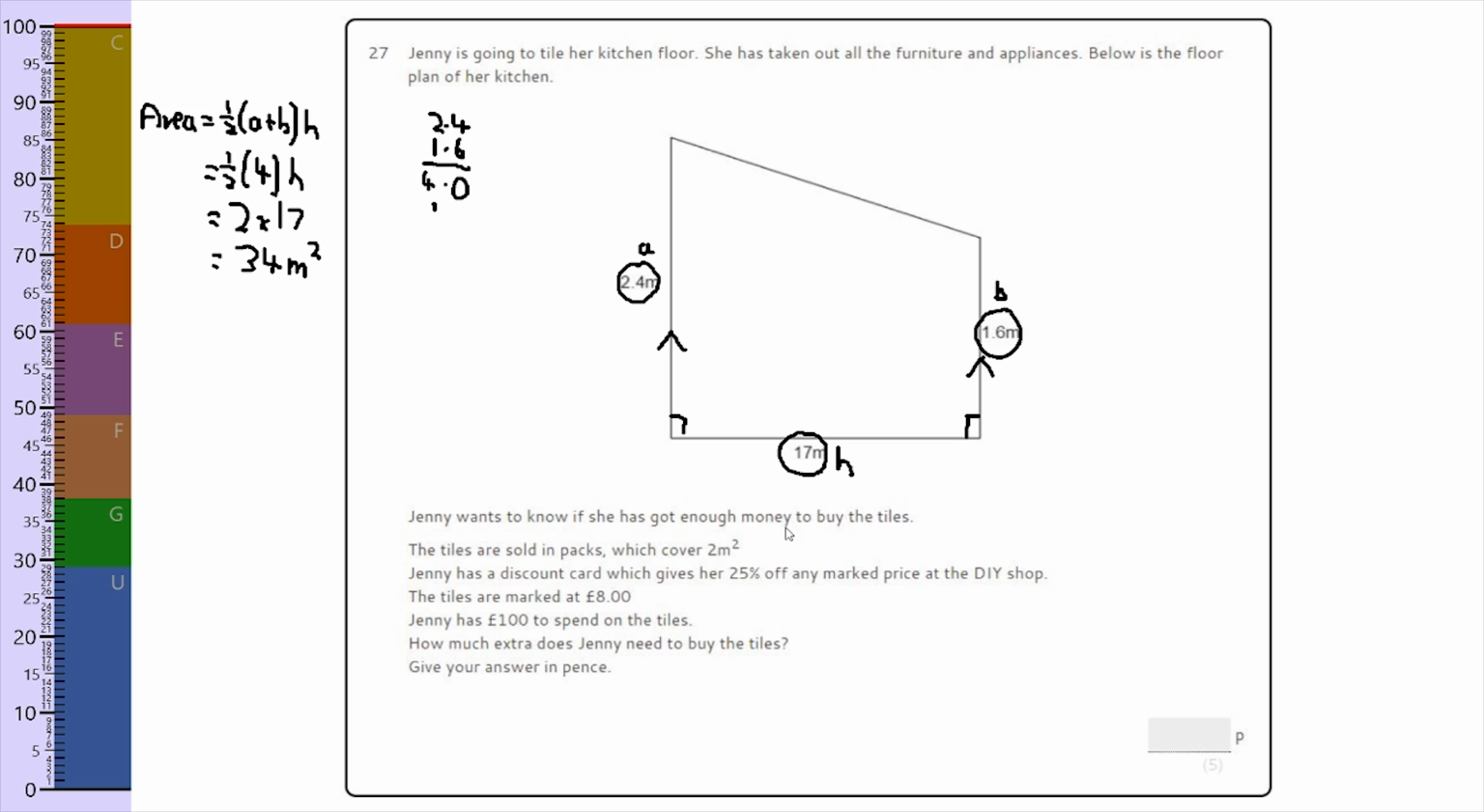I want to know if you've got enough money to buy the tiles. The tiles are sold in packs which cover 2 meters squared. Okay, so there's a few different ways of doing this question. Let's just check that we're doing it the right way.